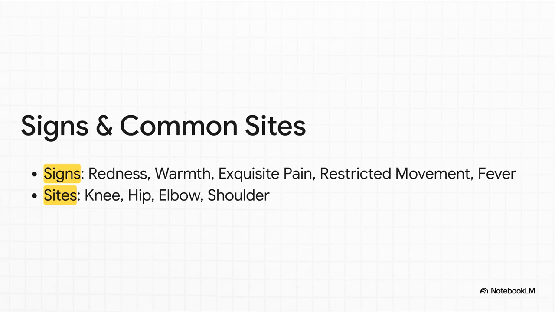Well, the signs are pretty much textbook, right? You're looking for a single joint, often a big one like the knee or the hip, that's screaming for help. It's going to be red, it's going to be warm to the touch, and the pain is often described as exquisite, which is a clinical way of saying it's absolutely excruciating. Movement is severely limited. And here's the kicker. Even though the problem is in the joint, the cause is usually hematogenous. The bacteria hitched a ride through the bloodstream from an infection somewhere else entirely.